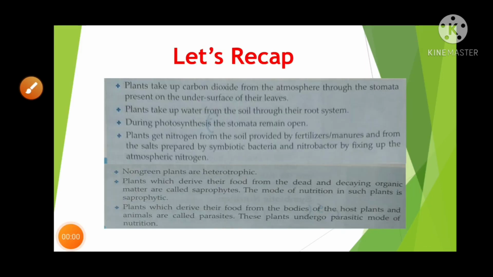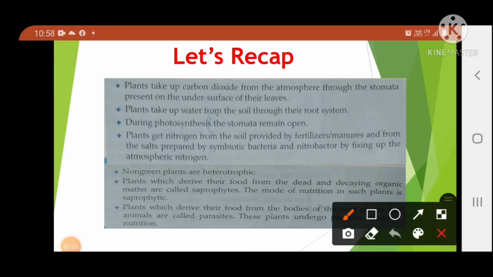Let's recap what we studied today. So now we know plants take up carbon dioxide from the atmosphere through the stomata present on the undersurface of their leaves. Plants take up water from the soil through their root system. During photosynthesis, the stomata remain open. Plants get nitrogen from the soil provided by fertilizers or manures, and from the salts prepared by symbiotic bacteria and nitrobacter by fixing the atmospheric nitrogen.